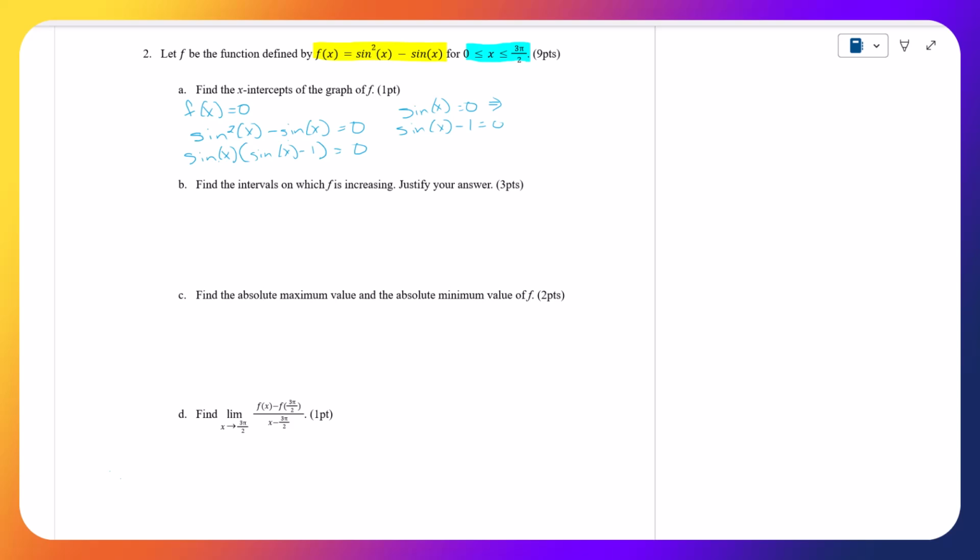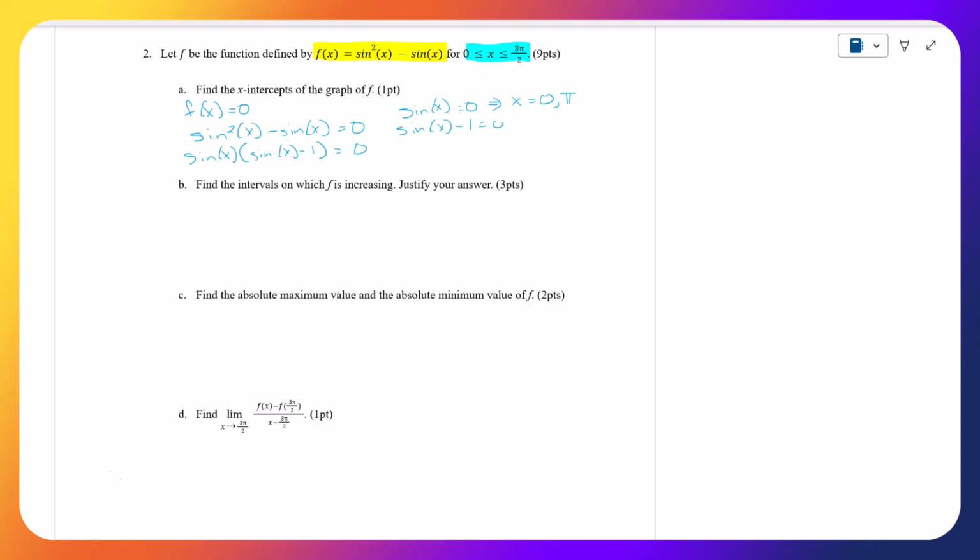So sine equals 0 when x equals 0, because 0 is on our interval. When x equals pi, and that's it, only at 0 and pi, because the next one would be 2 pi, which is not on our interval.